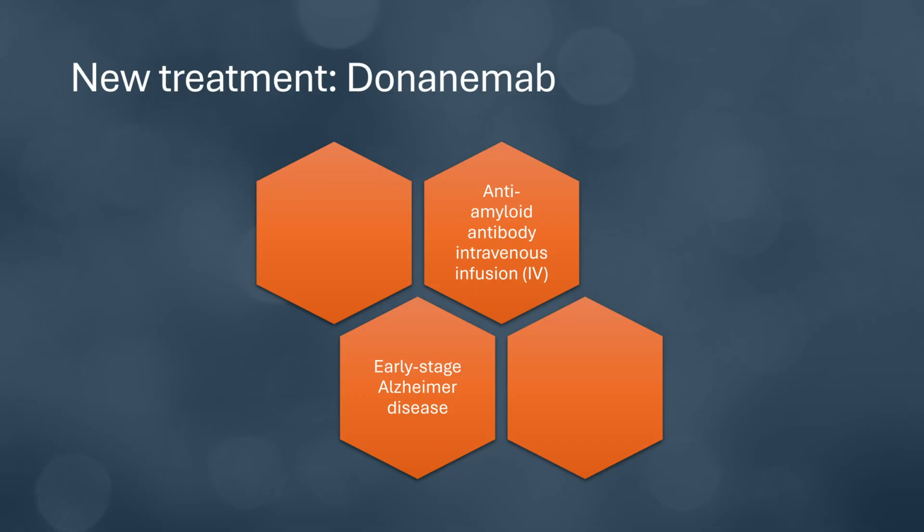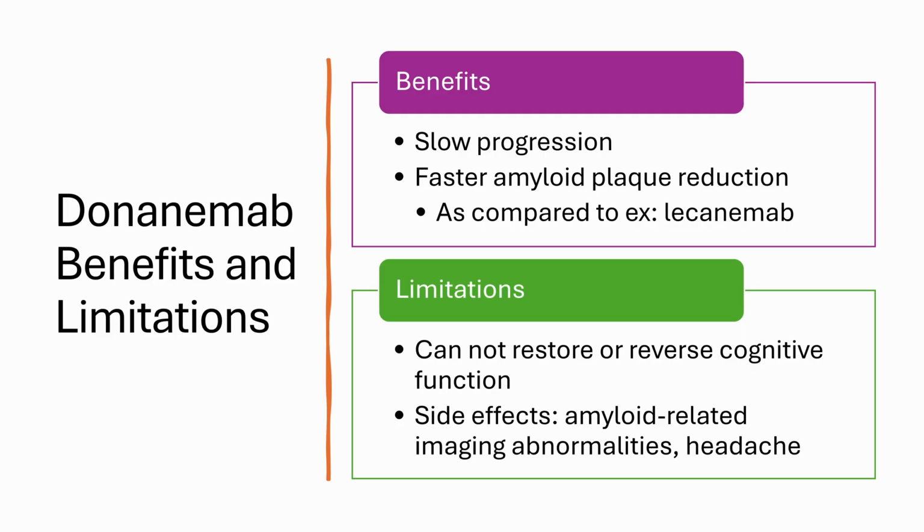Donanemab is our new treatment, and it is an anti-amyloid antibody intravenous infusion. So that means that it directly affects the amyloid plaques, and it is administered intravenously. Donanemab is used in early stages of Alzheimer's disease. Some of the benefits of Donanemab include slowing the progression of the disease, as well as faster amyloid plaque reduction as compared to what is seen with lecanemab, which is another medication used in the treatment of Alzheimer's disease.